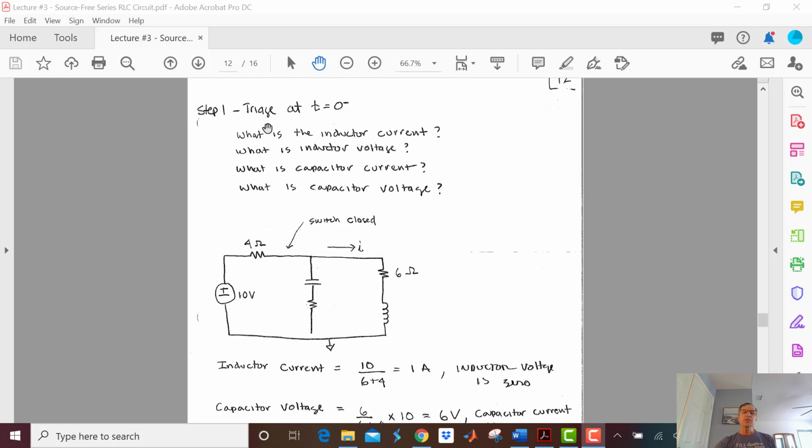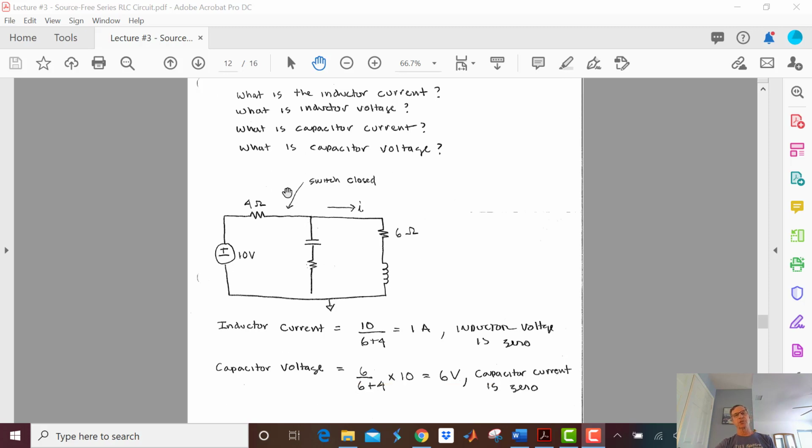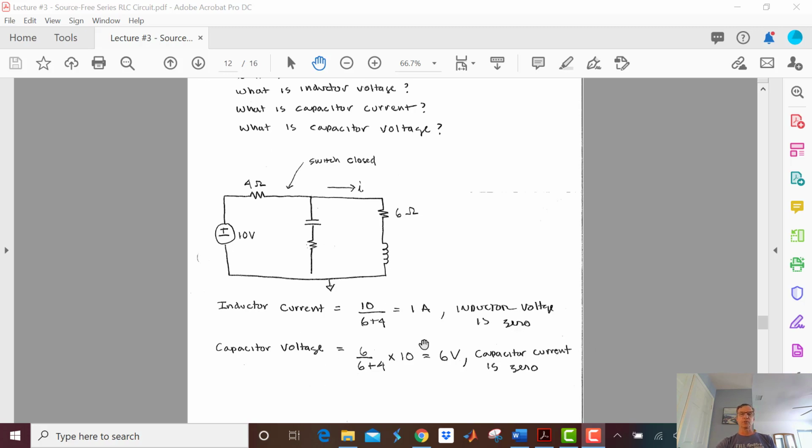Here was our triage, and this is all the stuff that we just did. And you can see I showed it at t equals 0 minus with the switch closed. And I got my inductor current of 1 amp. And my capacitor voltage is from that voltage divider. It's going to be 6 divided by 6 plus 4 times 10. And that's going to give me 6 volts. Of course, the capacitor current is 0 because t equals 0 minus is a steady state.